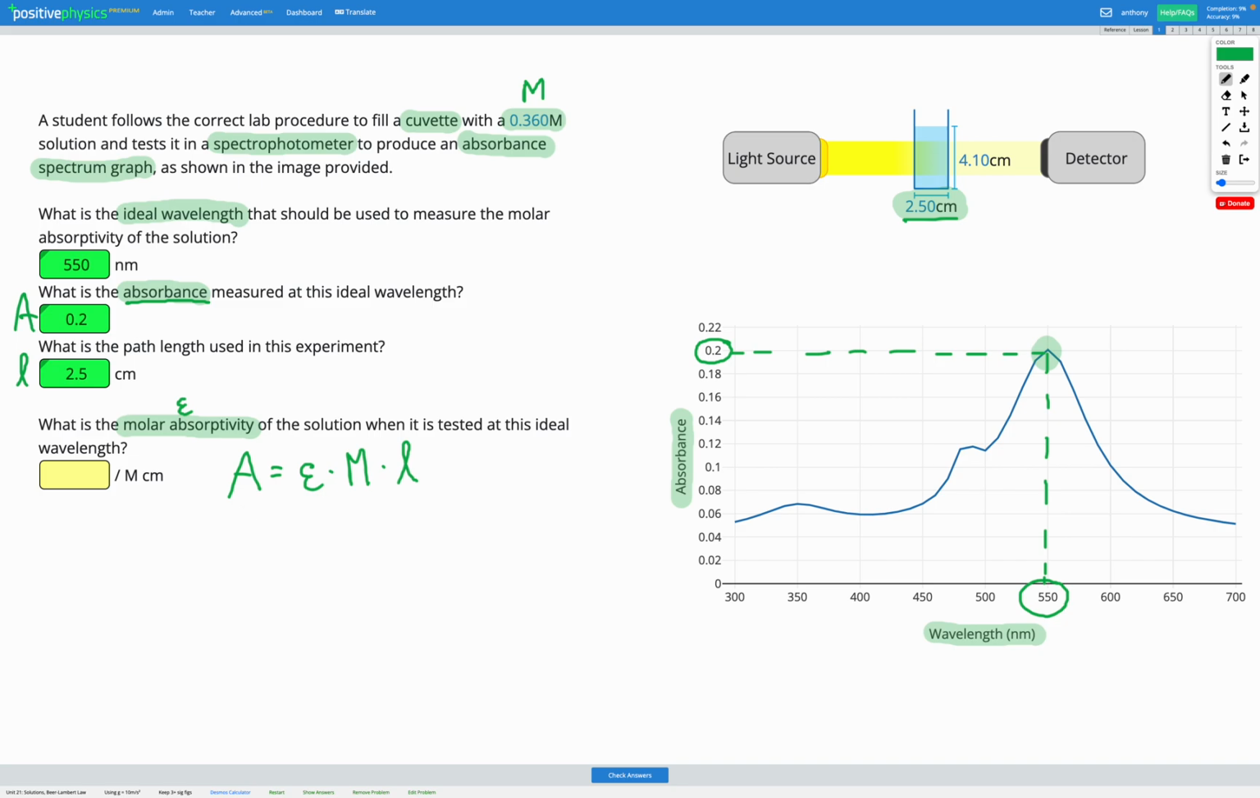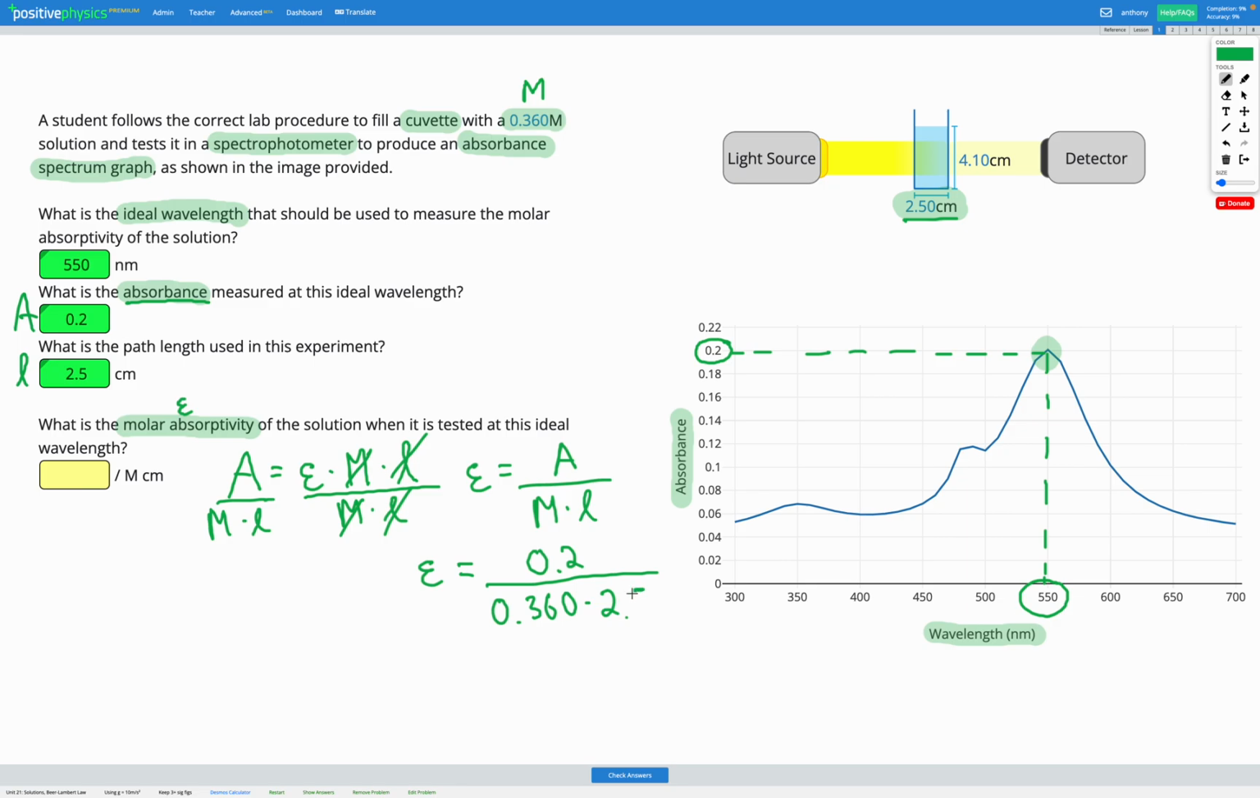So we're going to be rearranging our equation to get epsilon, or the molar absorptivity, on its own. Epsilon is currently multiplied by M and L, so I'm going to divide by M and L on both sides of my equation. The M's and L's on the right will cancel, leaving us with ε = A / (M × L). So we can go ahead and put in our numbers now. A is the absorbance, which was 0.2, divided by M, the molarity, which was 0.360, multiplied by L, the path length, which was 2.5 centimeters.